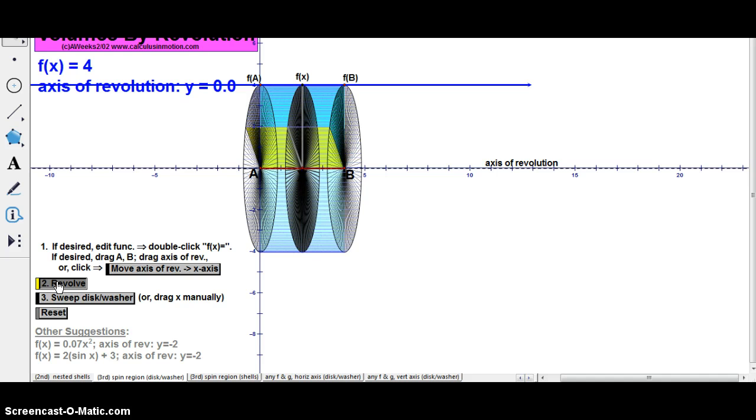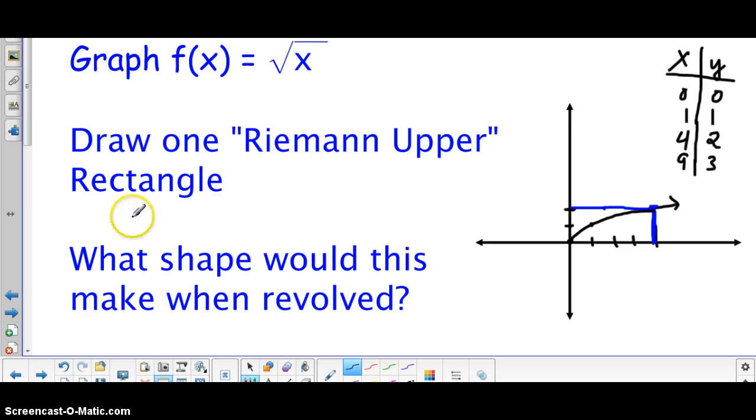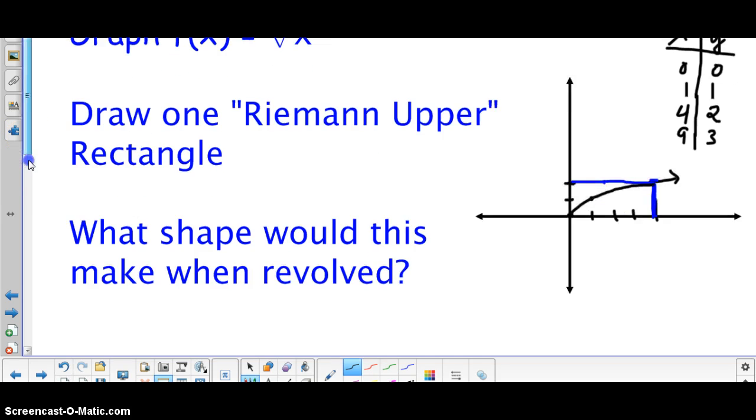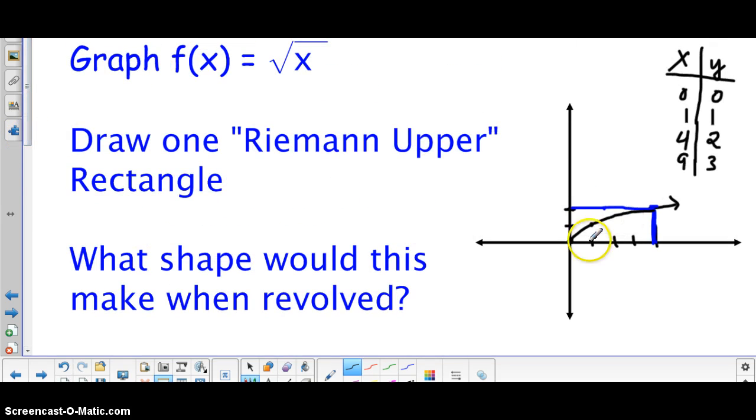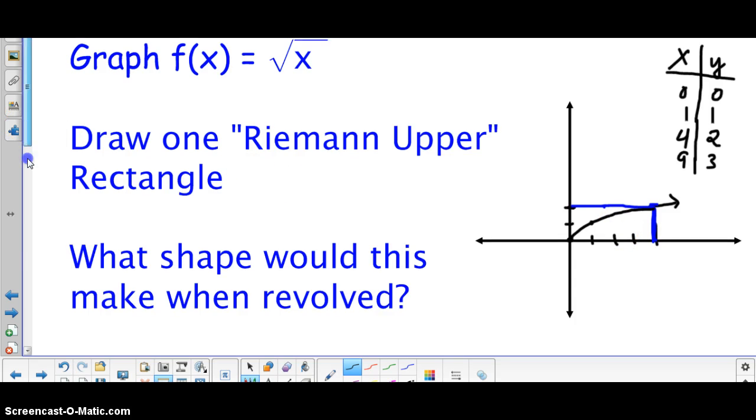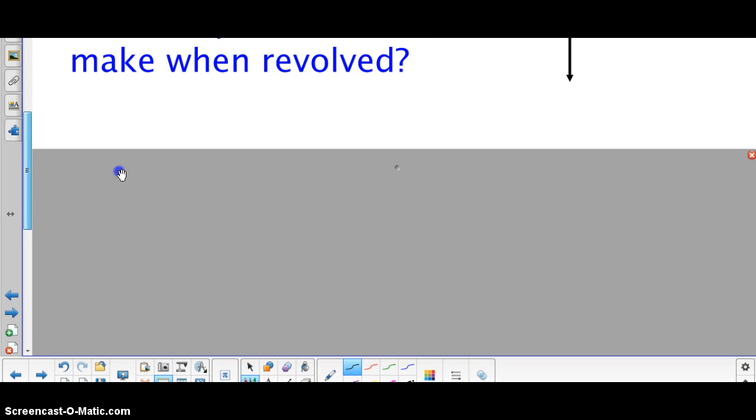So see how, depending on the shape and the curve that our function is, it will have a different shape. In this case, they asked us to draw a rectangle and revolve that around, so we have a cylinder. Let's take a look at what that means. If you're thinking about the volume of the shape this is making, we're thinking about a volume of a cylinder.